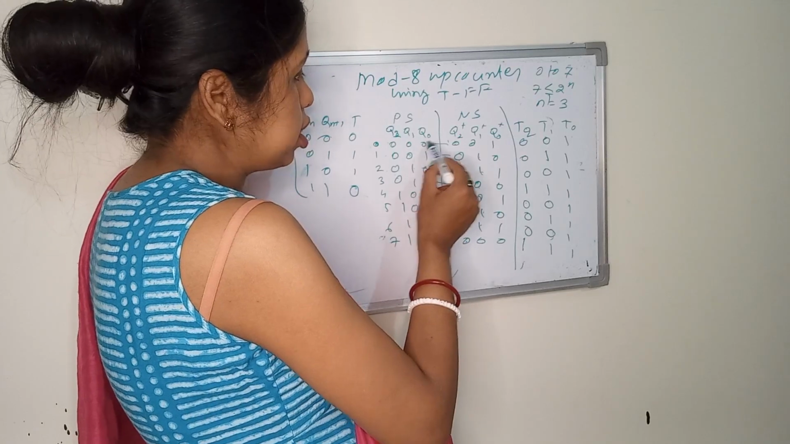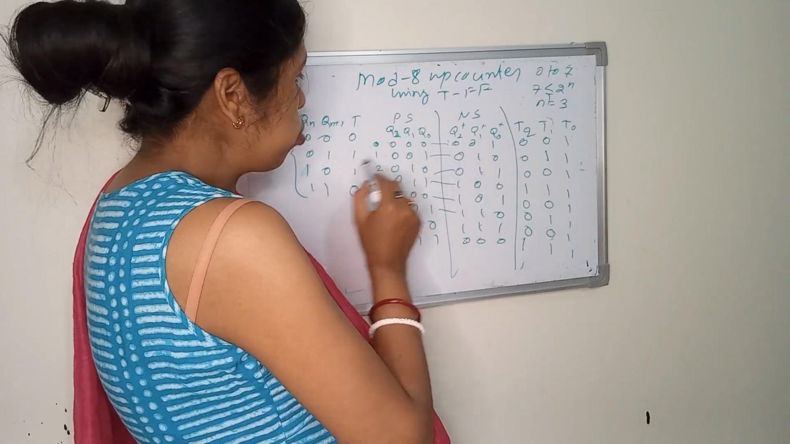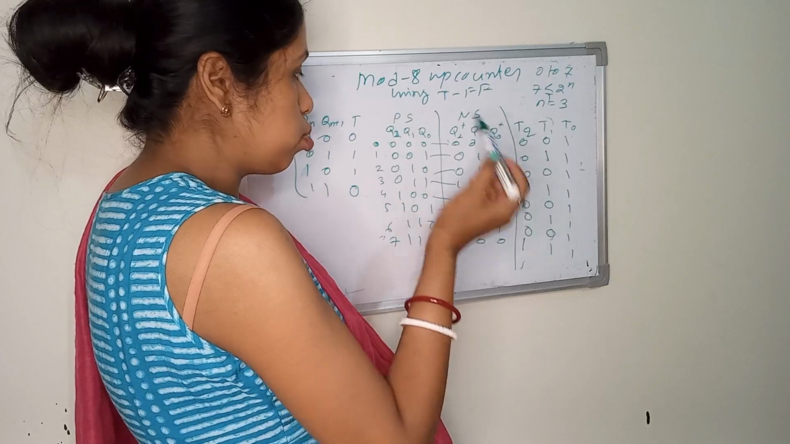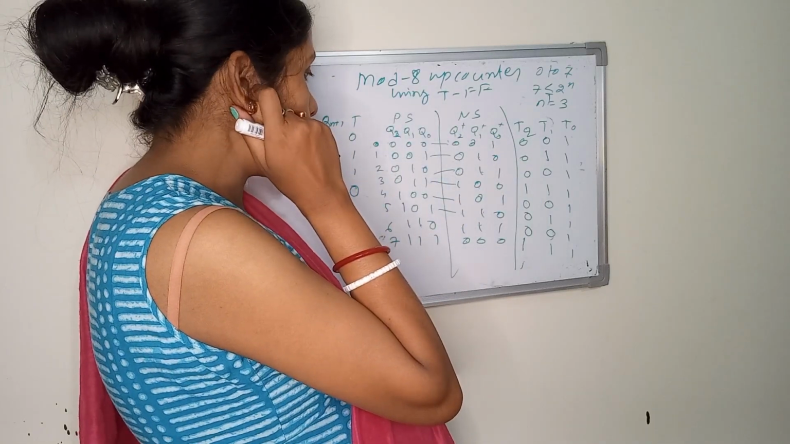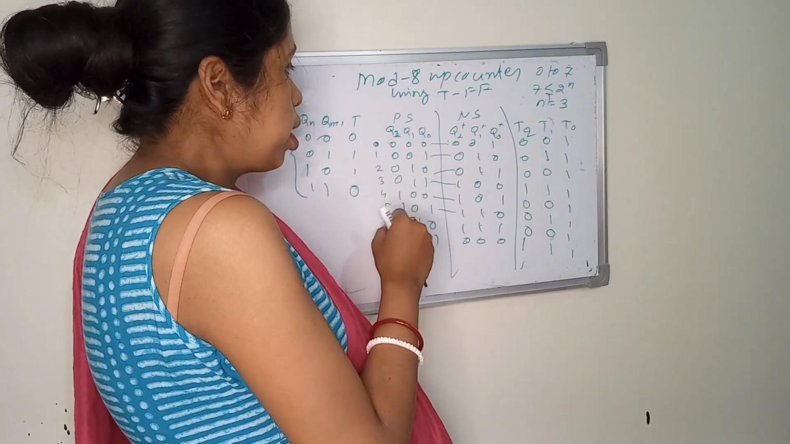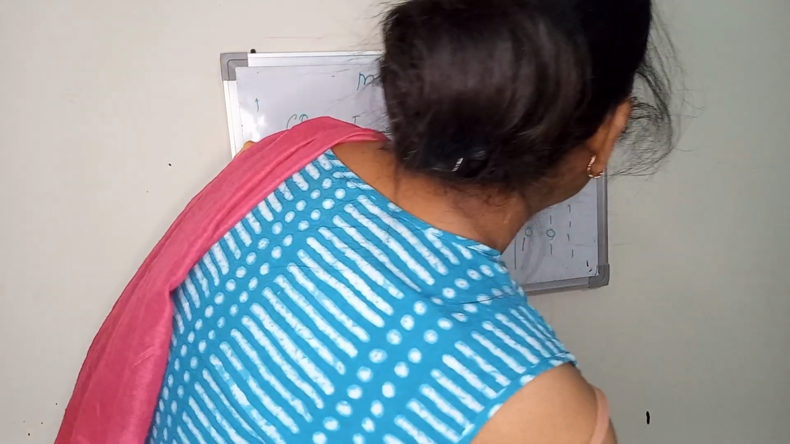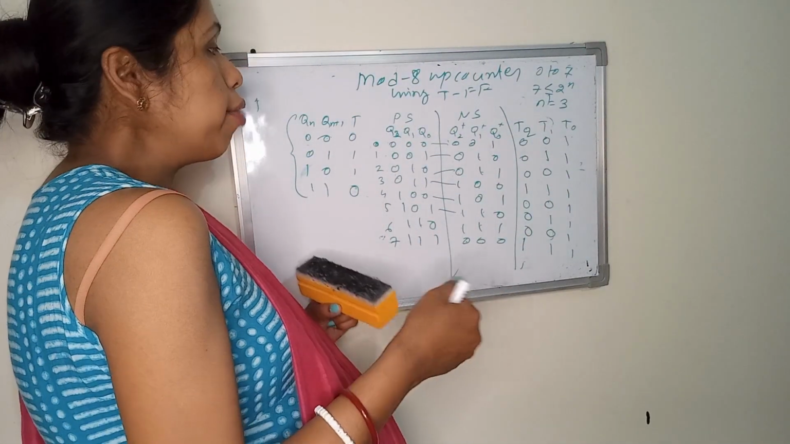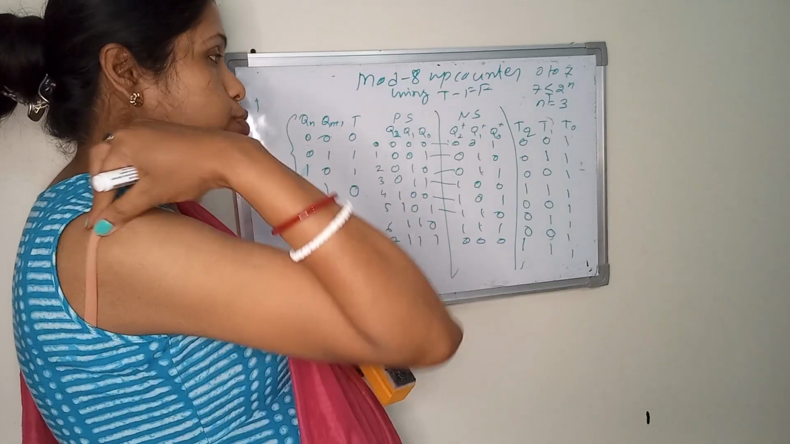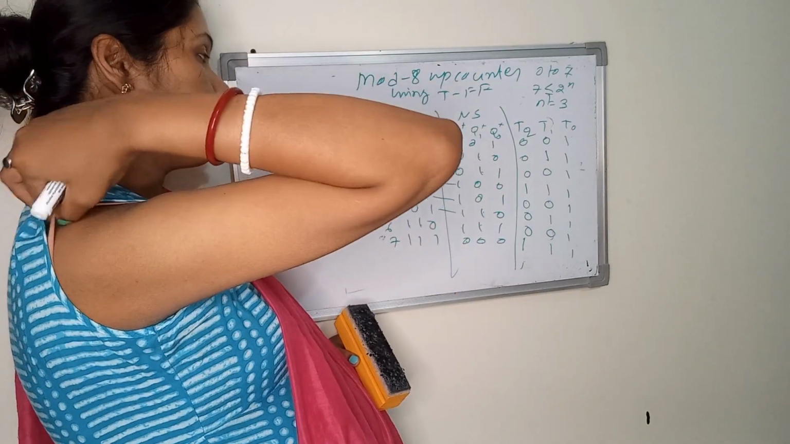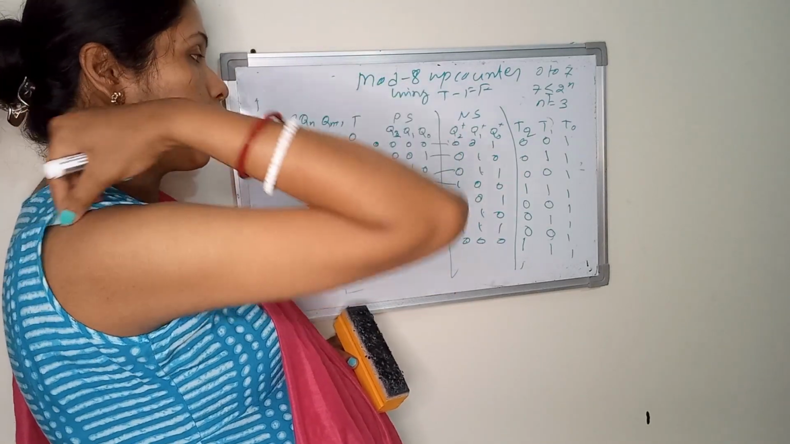No, same numbers are there. 0 1, that means 1. Again 1 0 1 0, it is 0 1 like this one. So all are 1. Okay, right? So I have written the T2, T1, T0. Now I have to design the mod counter. For that, I have to do the K-map for T2, T1 and T0.